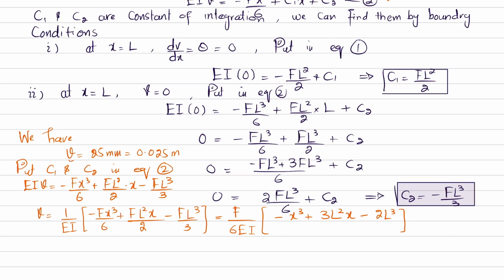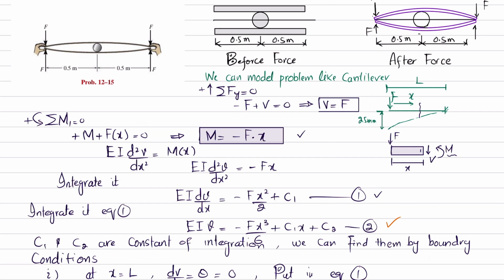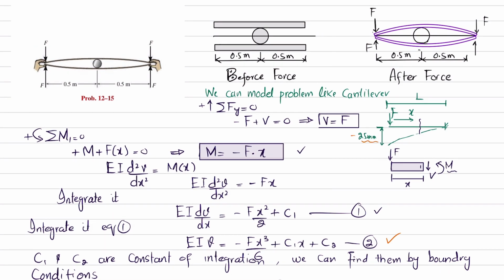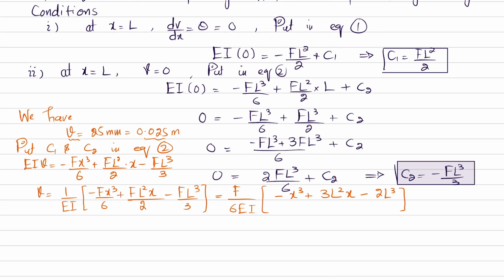Now we have v deflection given as 0.025 meter. Over here you can see this is the deflection v. So you can just put v is equal to 0.025. As v is downward, it will be minus. So minus 0.025 will be equal to F over 6EI into minus x cube plus 3L square x minus 2L cube. And this v is equal to minus 0.025 meter at x is equal to 0.